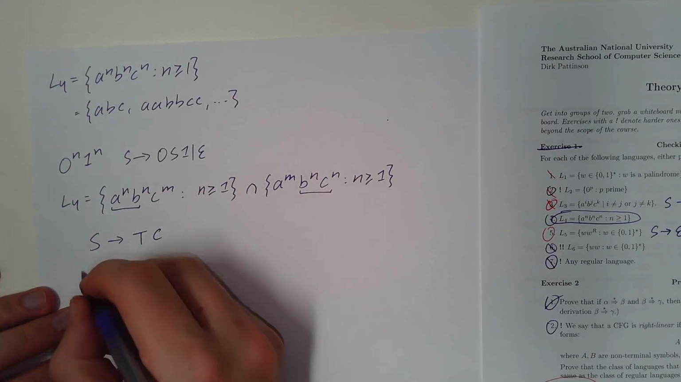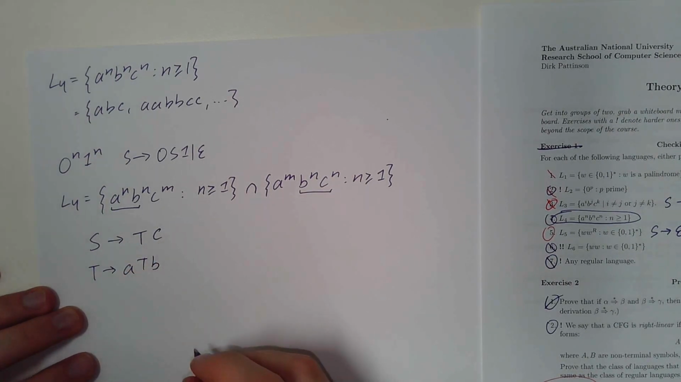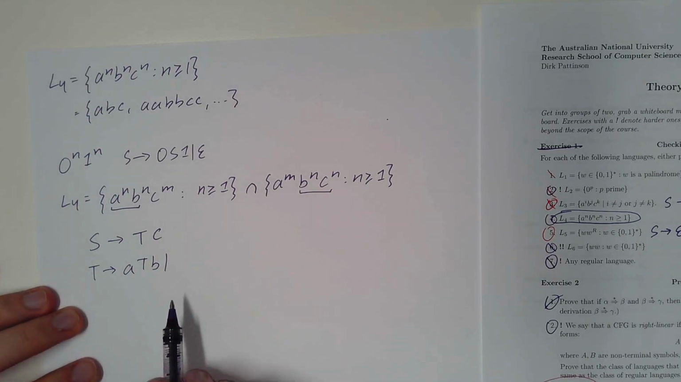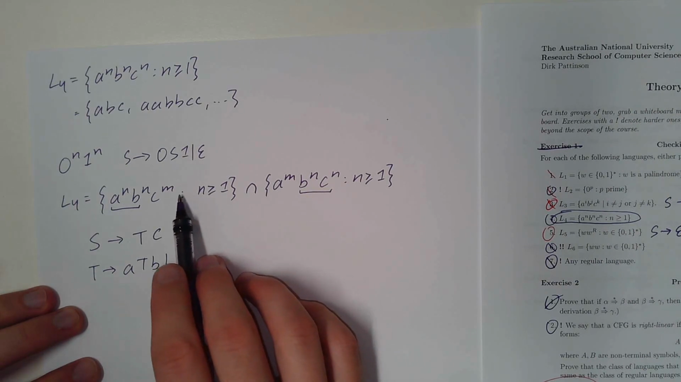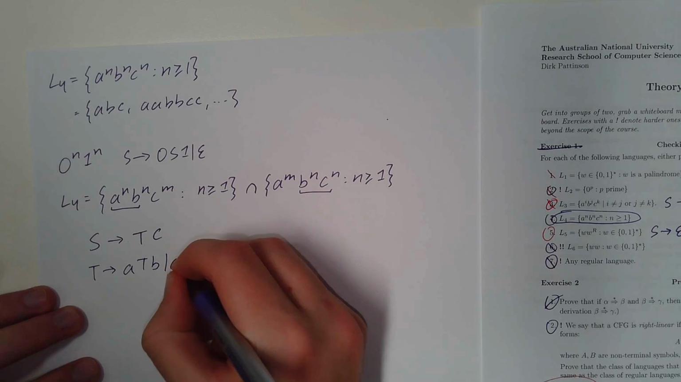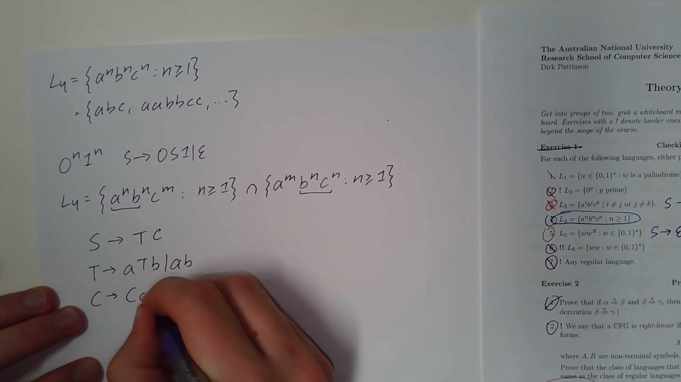So how do we generate matching pairs of A's and B's? Well, every time I make an A on the left, I'm going to put a B on the right, and my shortest string that's allowed has to be AB, because I have to have at least one A and at least one B. So that's my base case. And then C can just make as many C's as it wants.